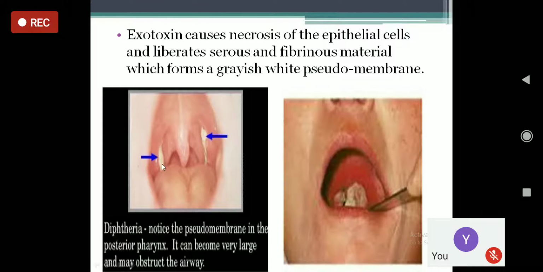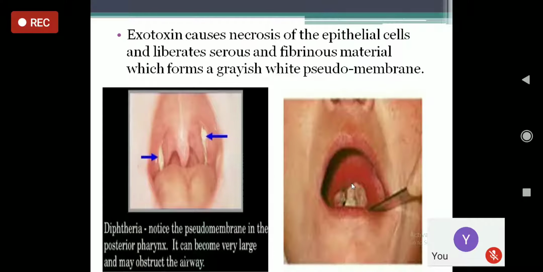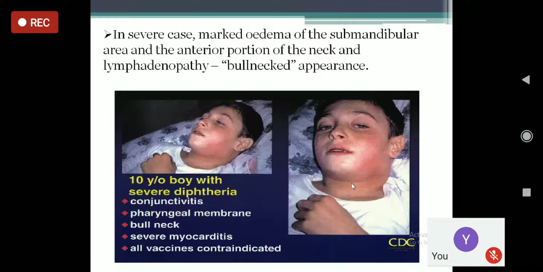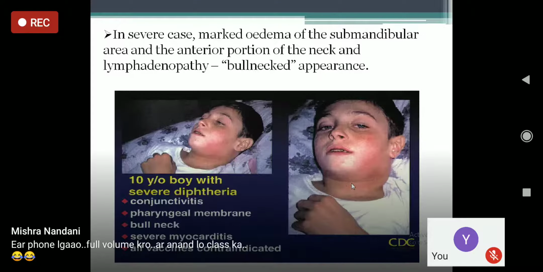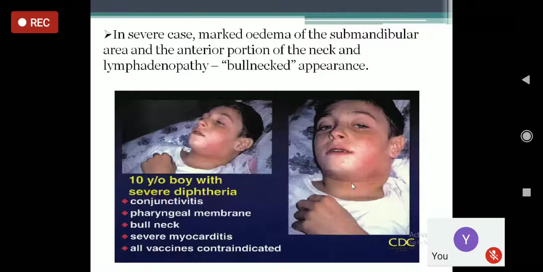This is how it looks. You see it partly. This is the pseudomembrane at the early stage in the posterior pharynx. Now, when it becomes very large, it will obstruct the airway. Now this person will start having difficulty in breathing as well. So in severe cases, along with this pseudomembrane and difficulty in swallowing and so forth, what happens if the child is just left untreated?